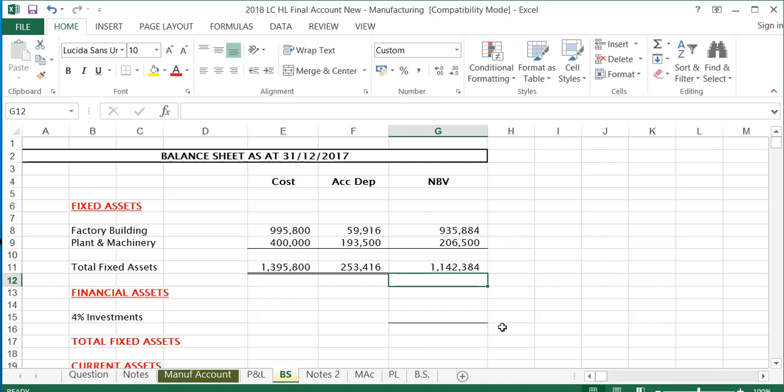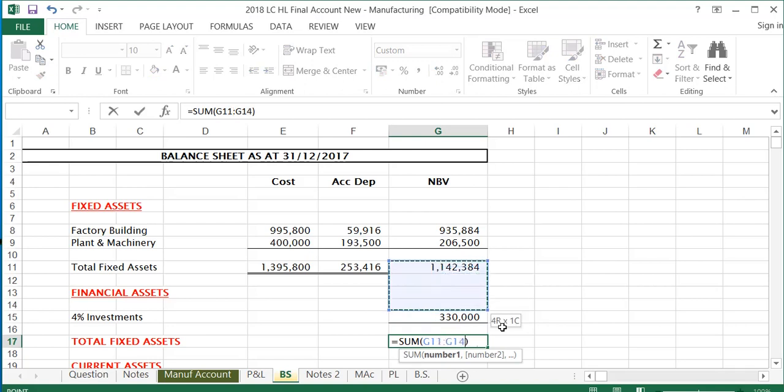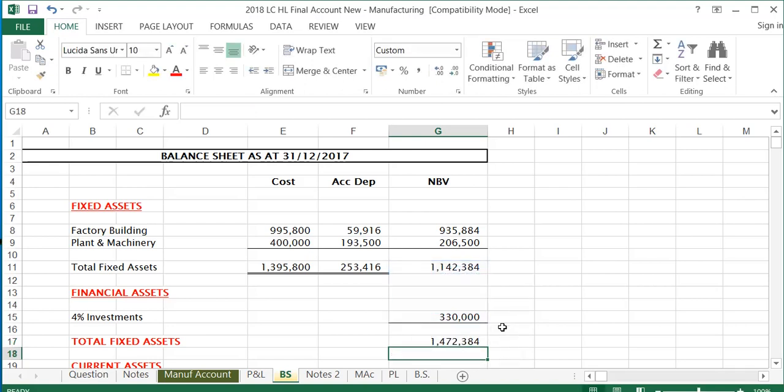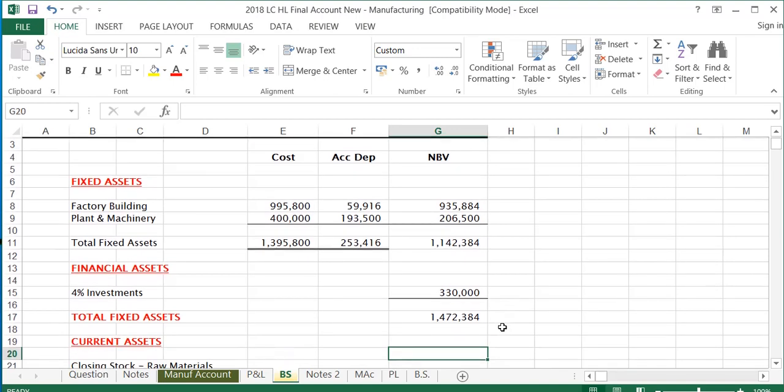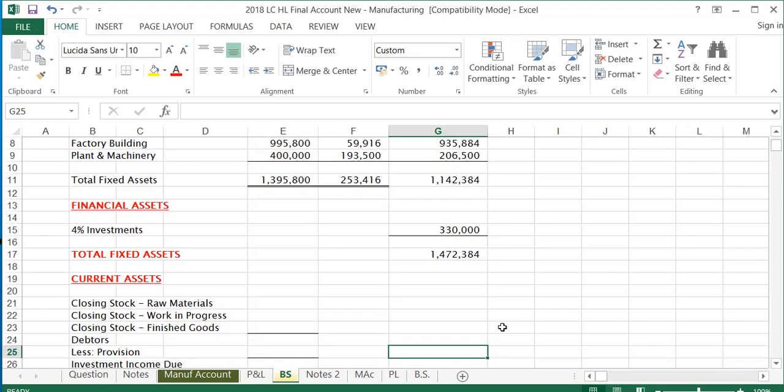I also had financial assets, which were just my investments, and I can see from the trial balance my investments were 330,000, which will leave me with total fixed assets of 1,472,384. I now have to work on my current assets.